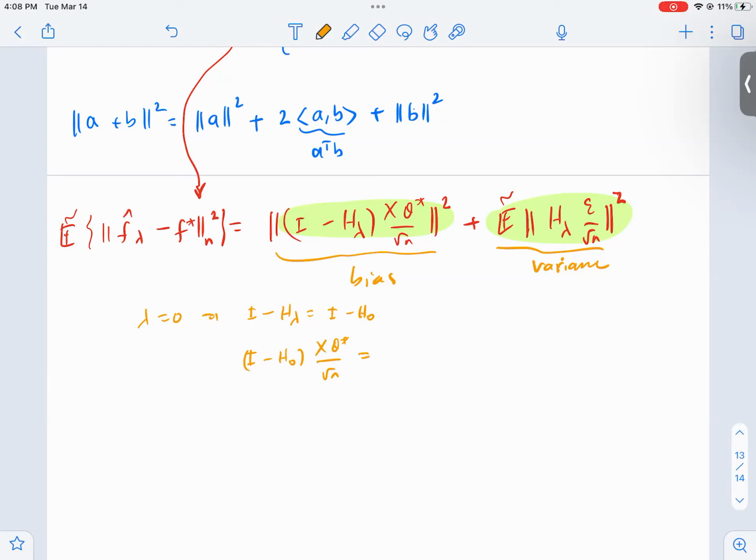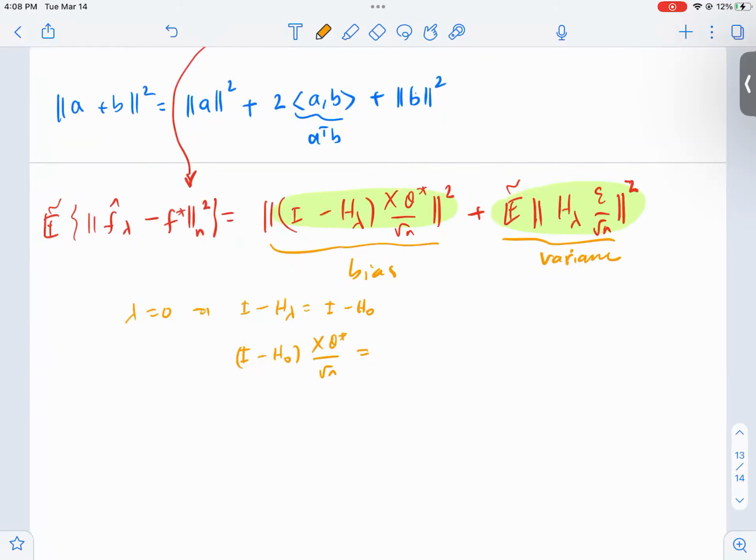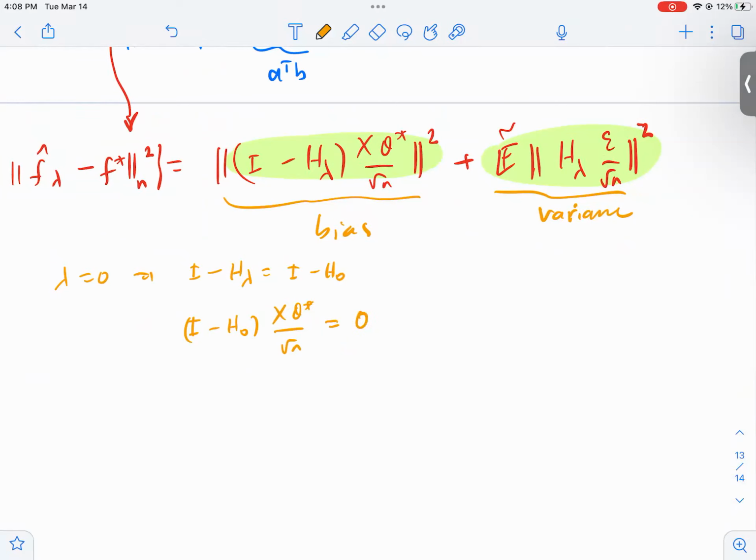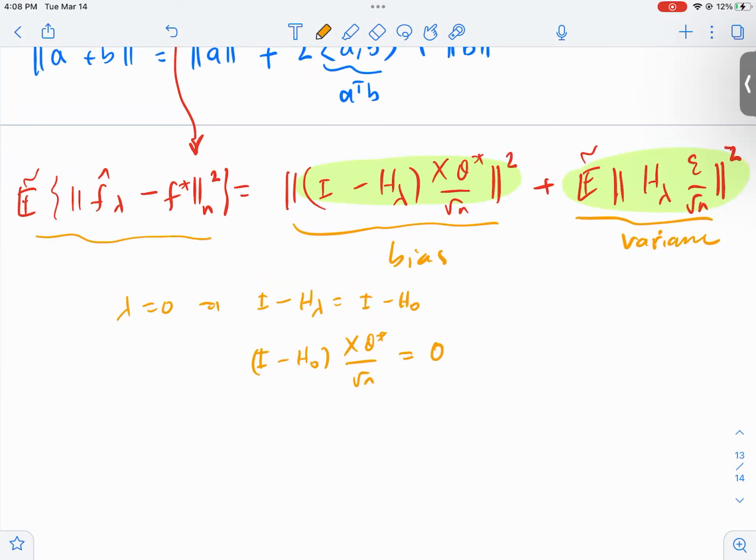There is a very simple answer to this. Can you guess? What is the simplest answer? So if lambda is 0, this would be the OLS. What do you know about the bias of the OLS? It's actually unbiased for the regression function. So this turns out to be 0. If lambda is 0, there would be no bias, like pure variance. So this is the version of the MSE, up to sigma squared, the same as the MSE.